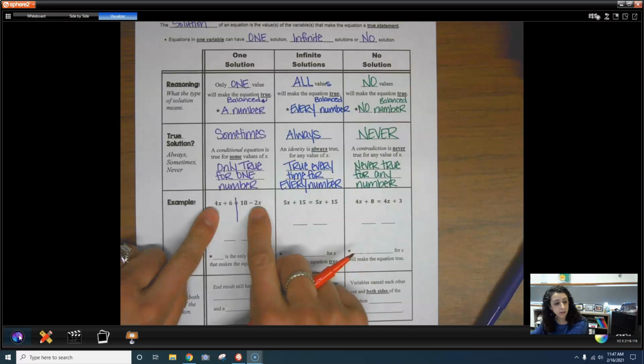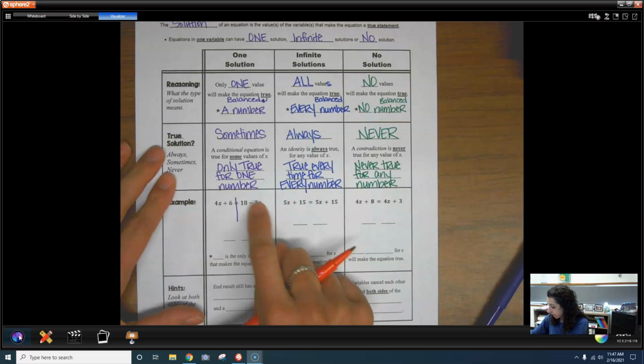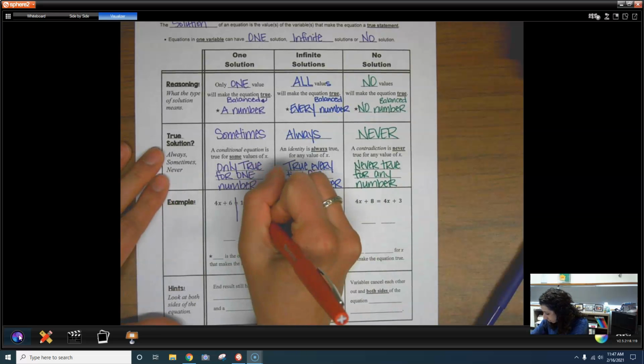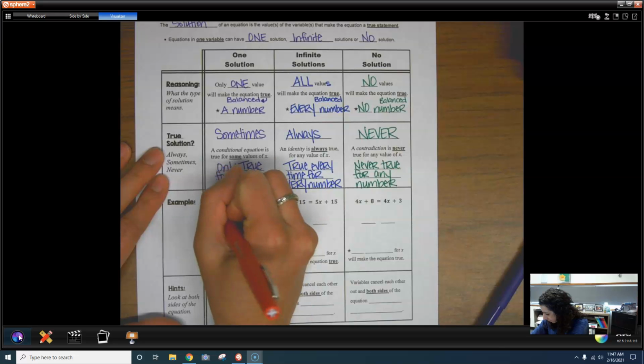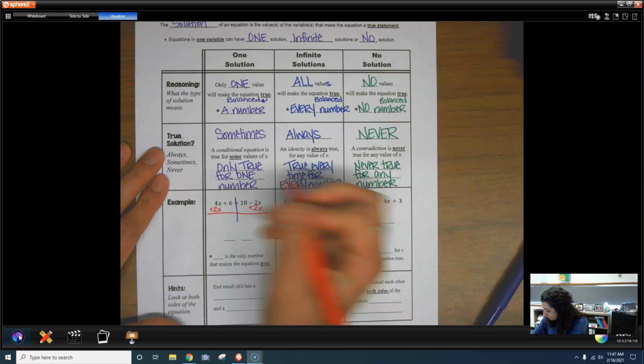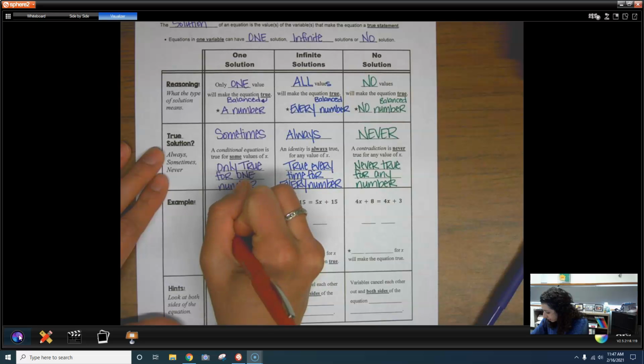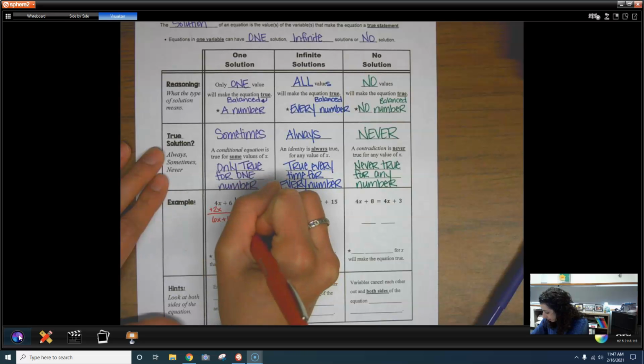But I do have an x on both sides, and I don't want an x on both sides. So I can either get rid of the 4x or the minus 2x. I'm going to get rid of the minus 2x by adding 2x to each side. I get 6x plus 6 equals 18.